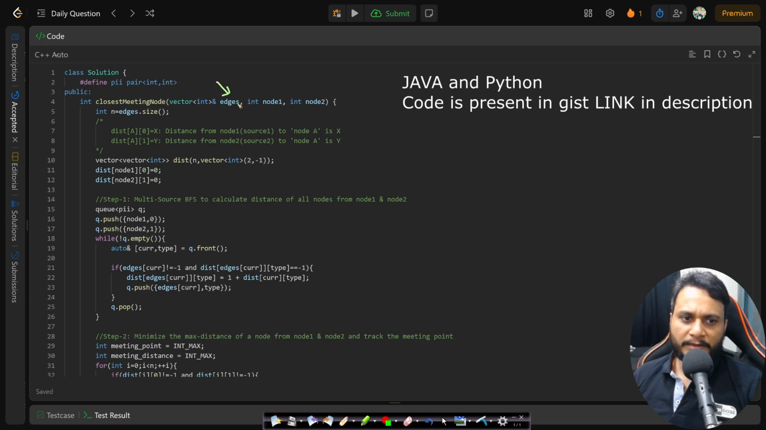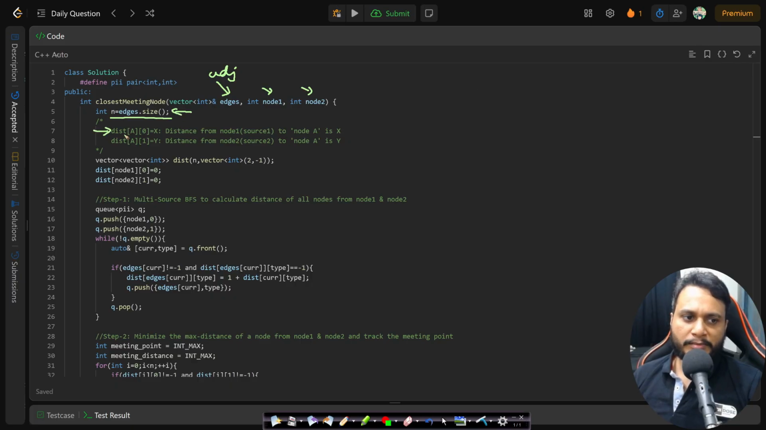In this problem, we are given the edges, which is the adjacency list, node 1 and node 2. Now I will be finding the number of nodes, and as I already explained, the distance at A0, if it is x, then this means the distance from node 1 to node A is x. Similarly, if distance at A1 is y, then the distance from node 2 to node A is y. So in this case, I will be taking the distance 2D array and marking the node 1 type 0 with the distance 0, because this is the starting point and this is the second starting point, right?